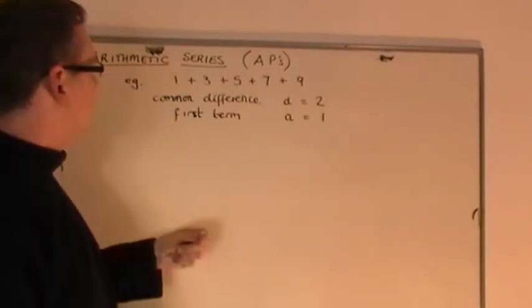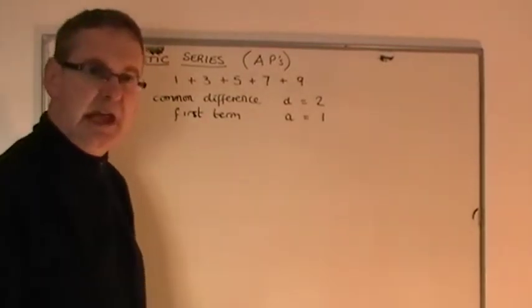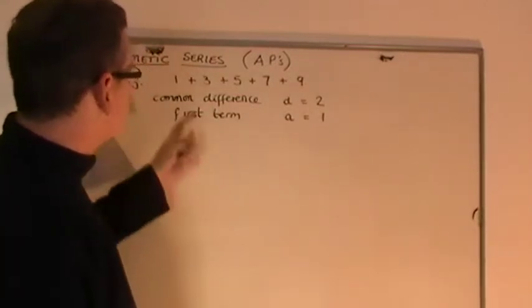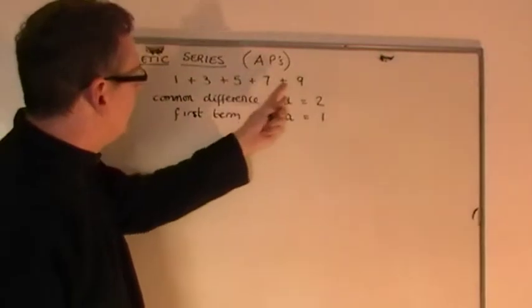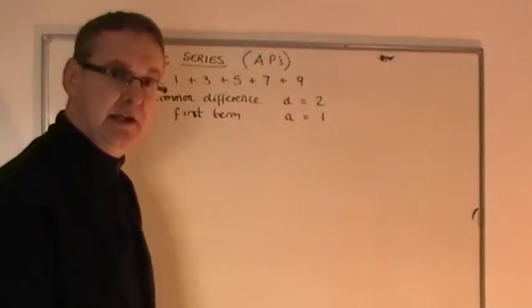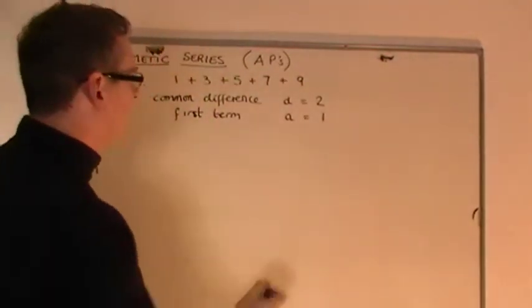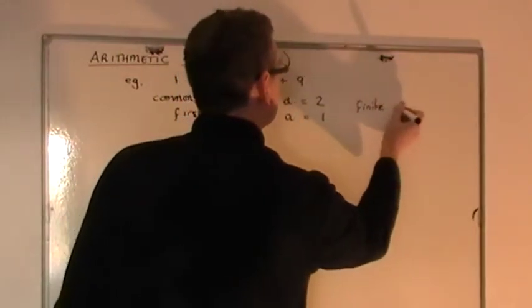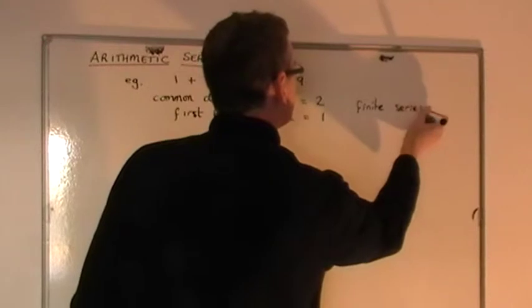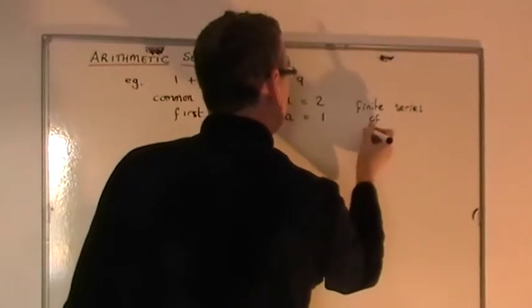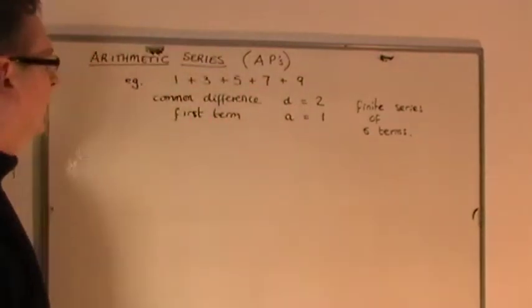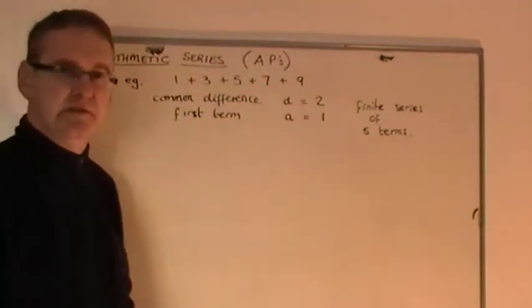Now as it stands, this is what we call in maths a finite arithmetic series. Finite because there's only 1, 2, 3, 4, 5 terms in this series. So this is a finite series of 5 terms.